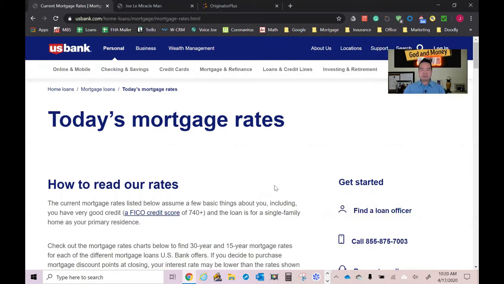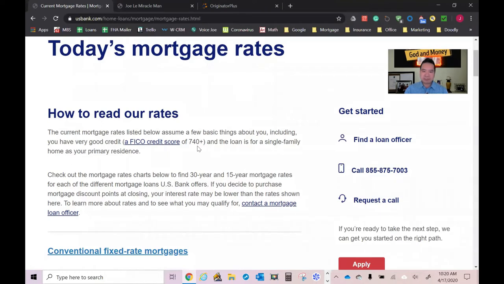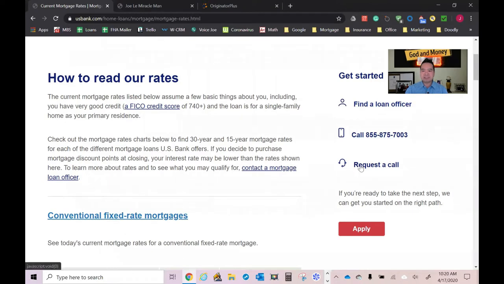Notice that this is a very visually appealing website, very simple, kind of nice to look at. Keep in mind I have a marketing degree from the Carlson School, so I kind of studied this stuff. You can see here you need a FICO score of 740 plus, and it's for a single family home as your primary residence. All those things factor into the interest rate. There are like 6 different ways to click and engage with a loan officer there.